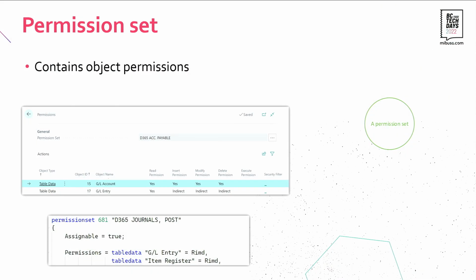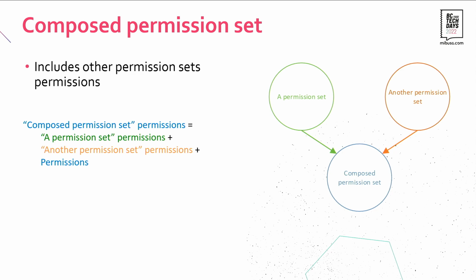You know that the traditional permission sets could contain permissions. You have indirect permissions and direct permissions, and for tables and execute permissions, etc. All nice and good. But the composed permission set can also include other permission sets. So set A includes set B and set C, and hence it includes all the permissions that are in B and C. So in this case, the composed permission set will contain everything that is in either the A permission set or in another permission set.